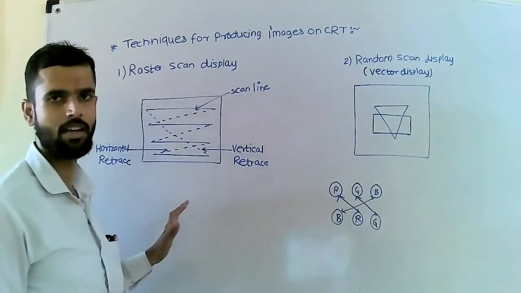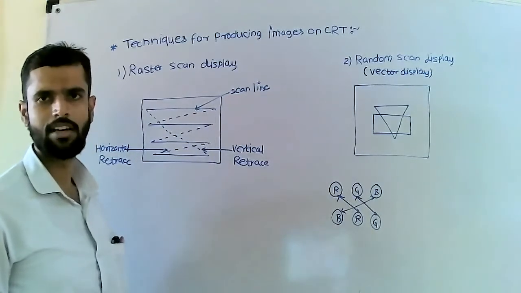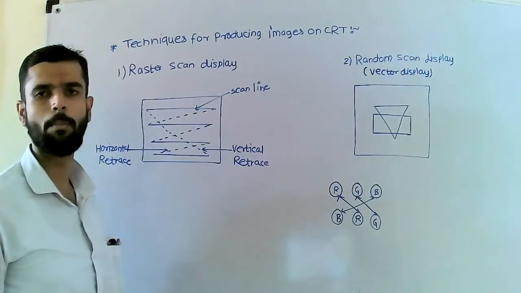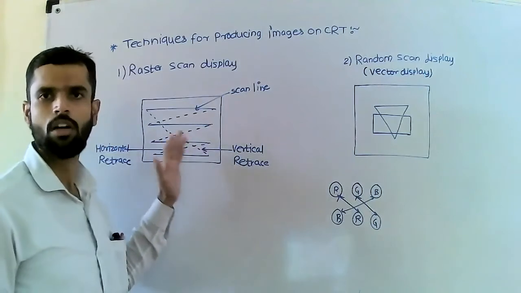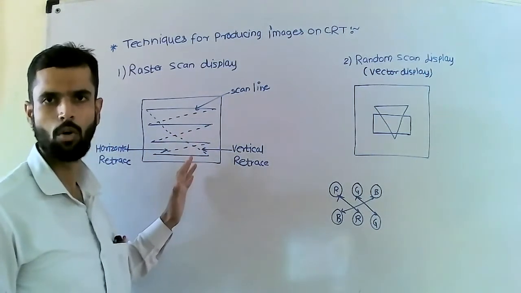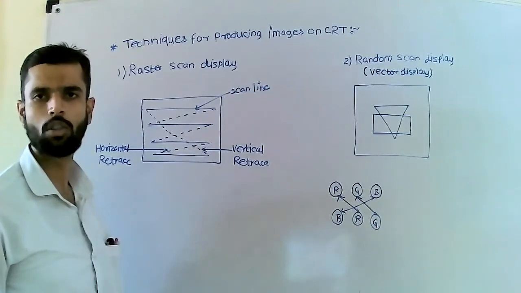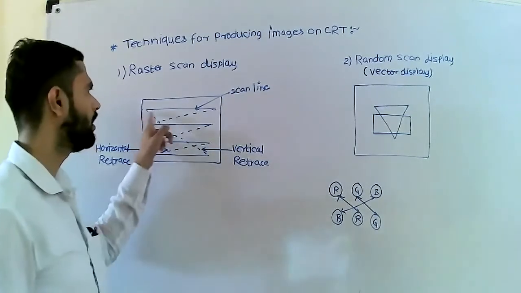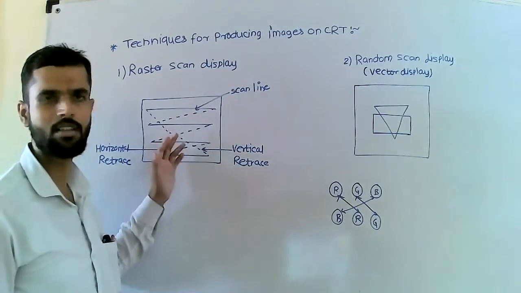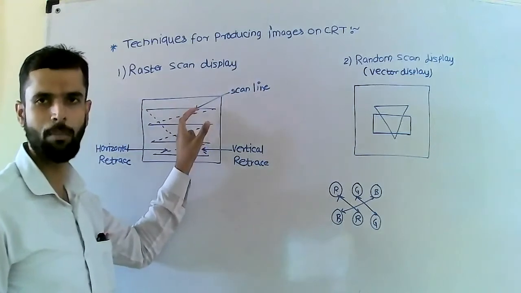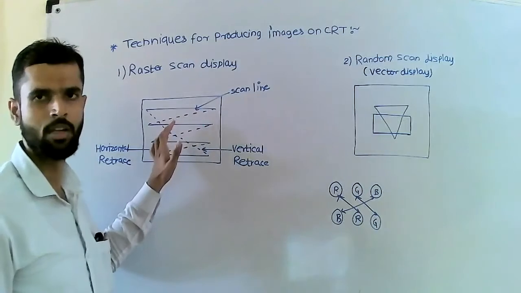So first, that is raster scan display. So what happens in the raster scan display? As I have already said, the computer screen is made up of millions of pixels, and we have to scan each and every pixel present on the computer screen. So one line of the pixel is called a scan line. That means we have to scan this line of the pixel, and this line of the pixel.